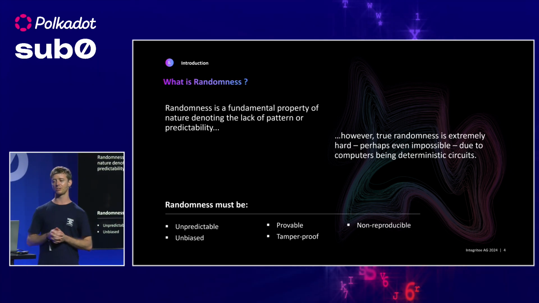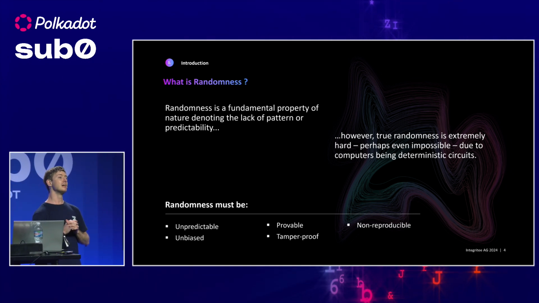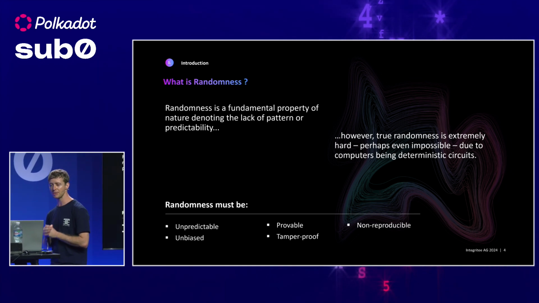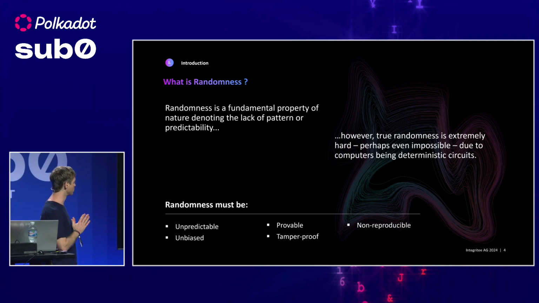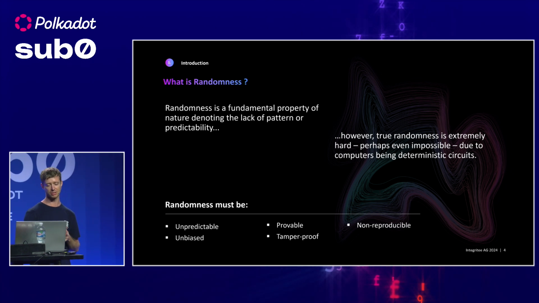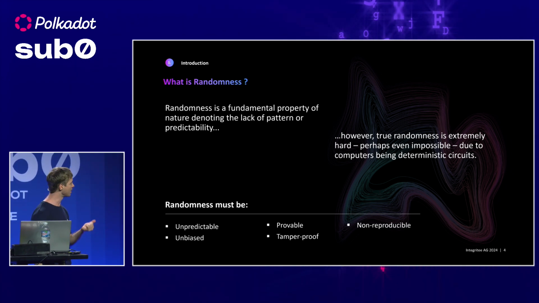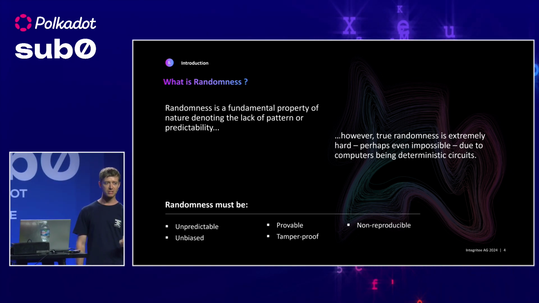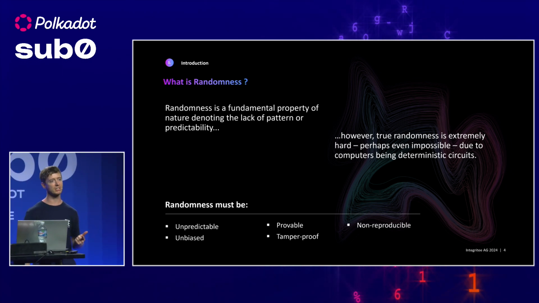So, randomness. Randomness is a fundamental property of nature, denoting lack of pattern or predictability. However, in computers, being deterministic circuits, true randomness is extremely hard, perhaps even impossible. What does a process need to be actually random? It needs to be unpredictable. At no point in time can you make an educated guess about the next random value in the sequence. Unbiased: every output of the output set needs to be equally probable.